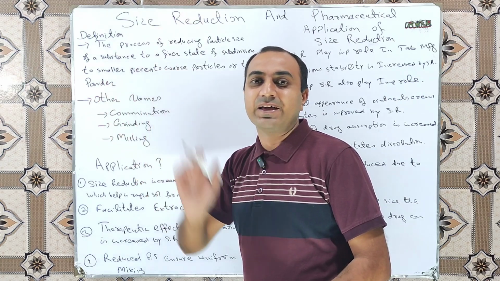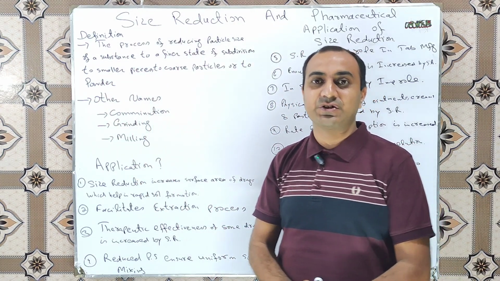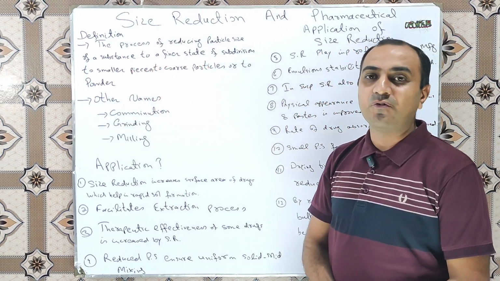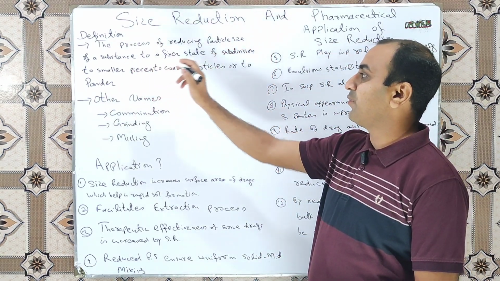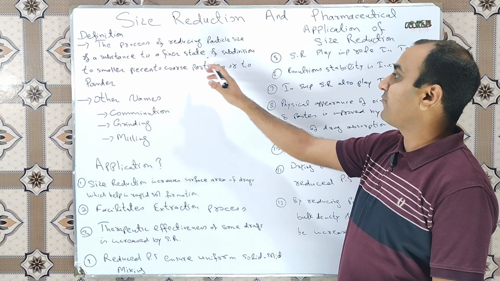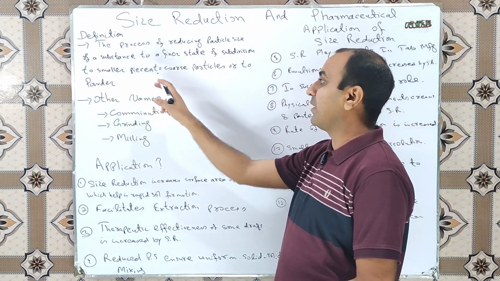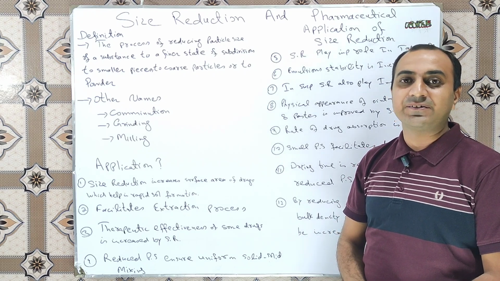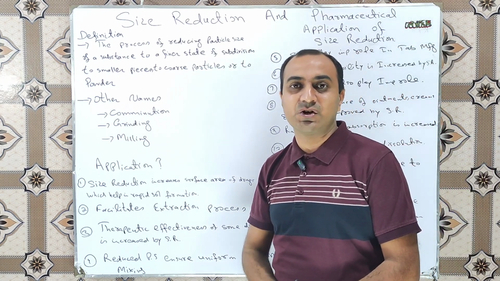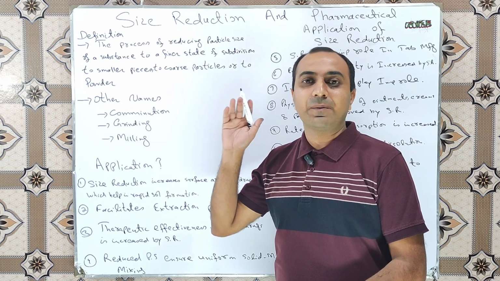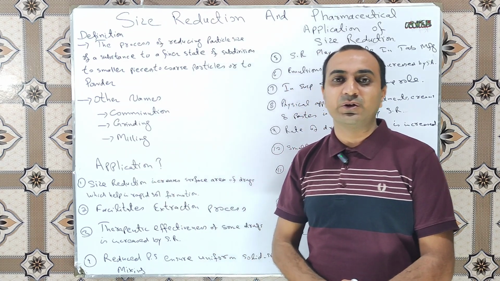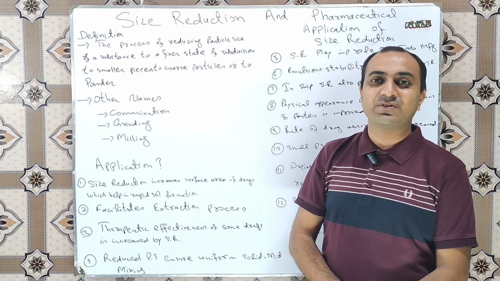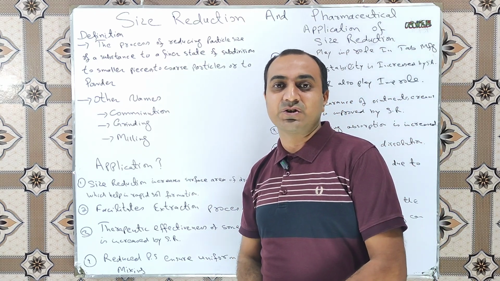What is the definition of size reduction? Size reduction is defined as the process of reducing the particle size of a substance to a finer state of subdivision, to smaller pieces, to coarse particles or to powder. In simple words, the process where we reduce the particle size of any substance is known as the size reduction process.